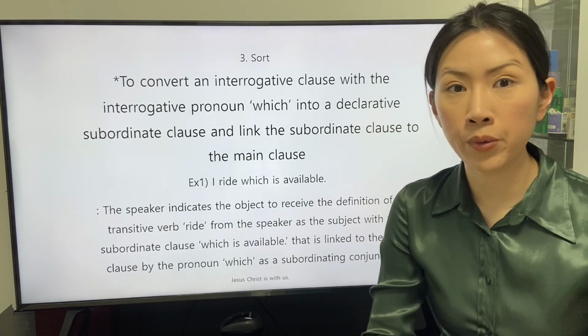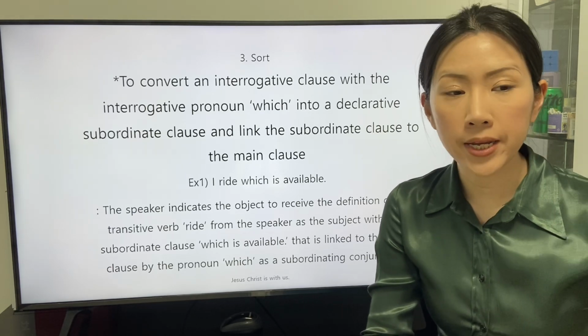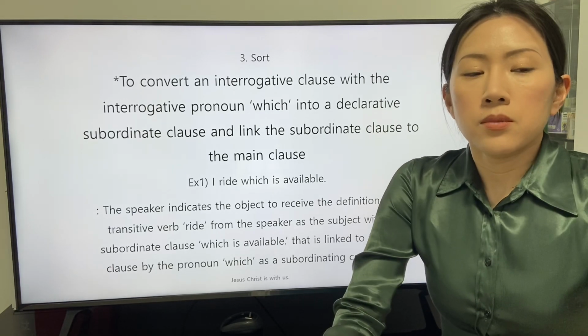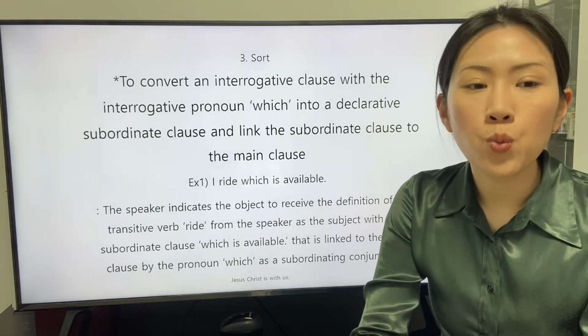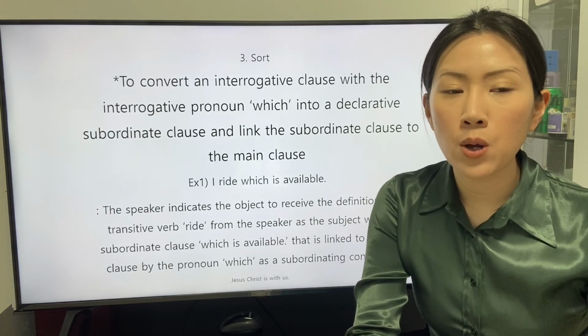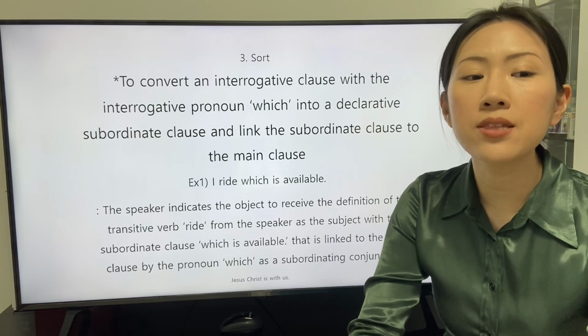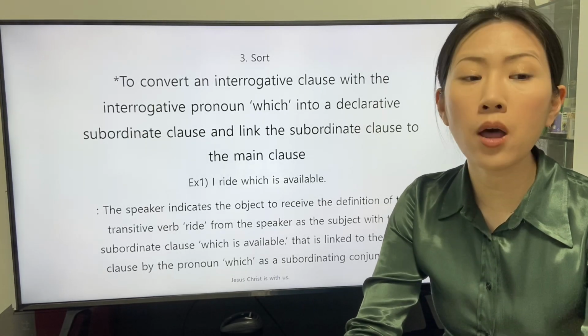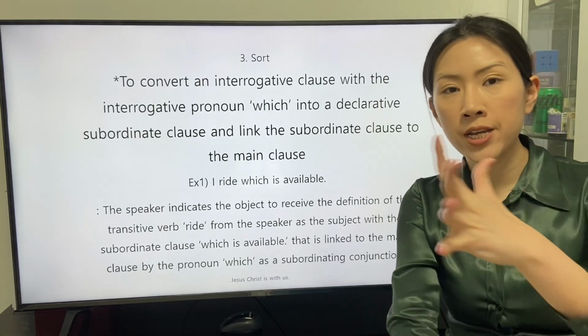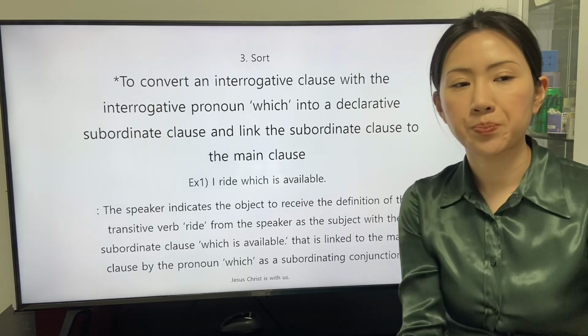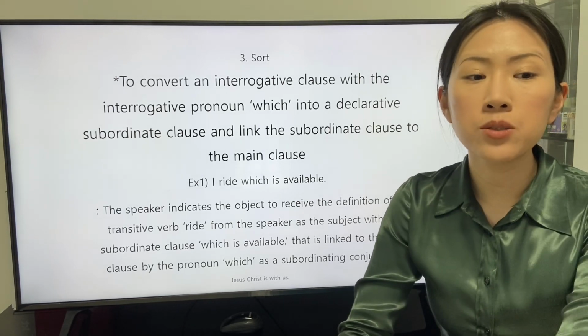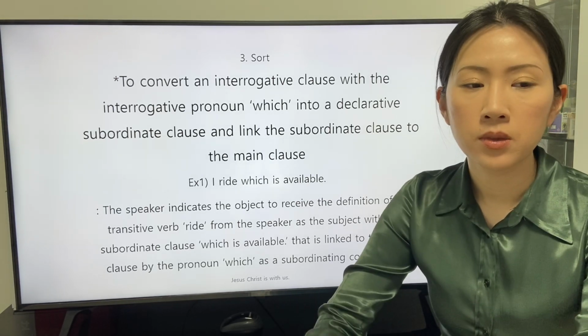From now on, we will study the way to convert an interrogative clause with the interrogative pronoun which into a declarative subordinate clause and link the subordinate clause to the main clause. There is a sentence: I write which is available.